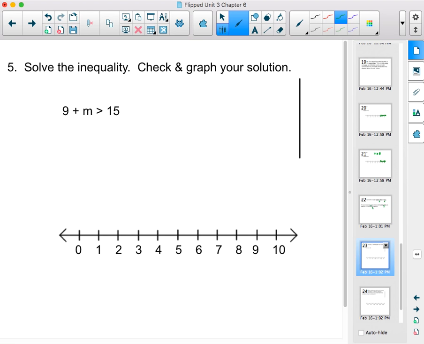Let's see a practice problem here. We have an inequality that we are ready to solve, and remember, we solve these just like we solved our equations, so I'm going to set up my train tracks here.